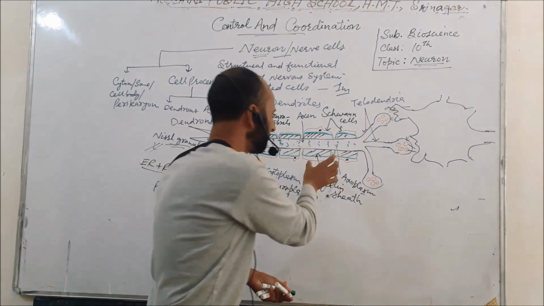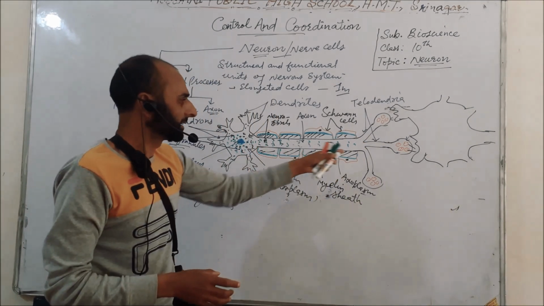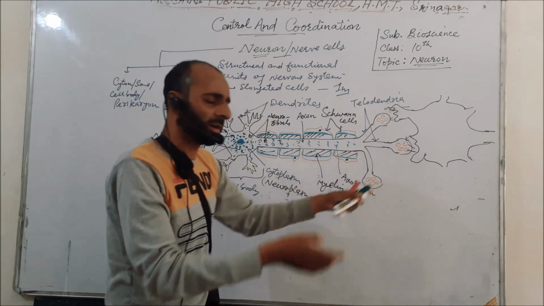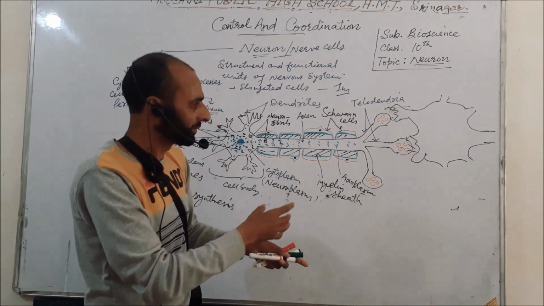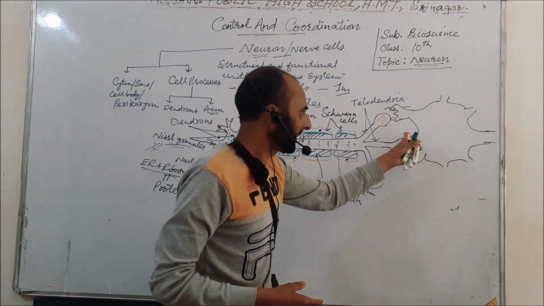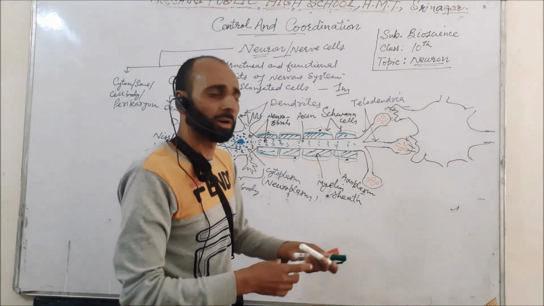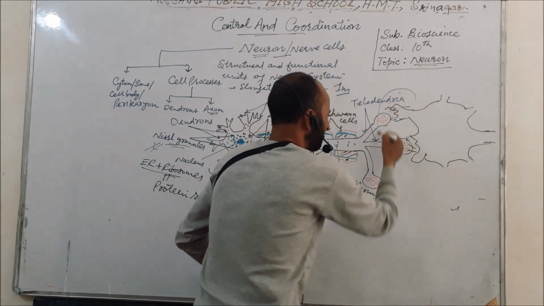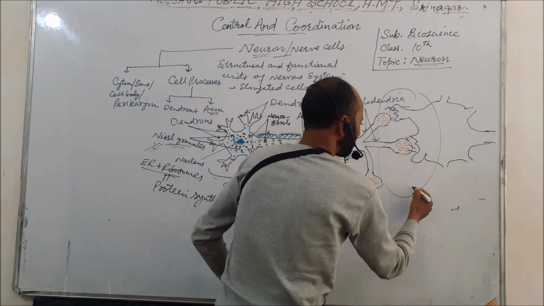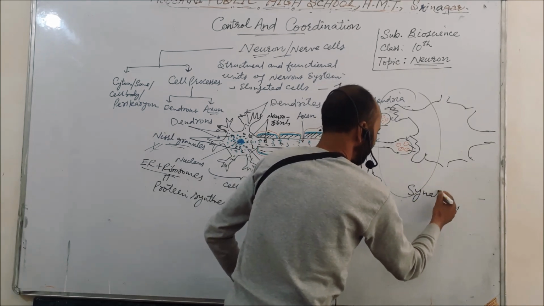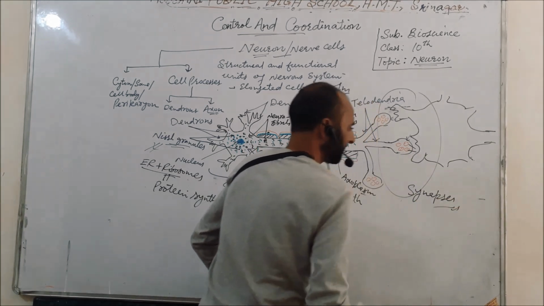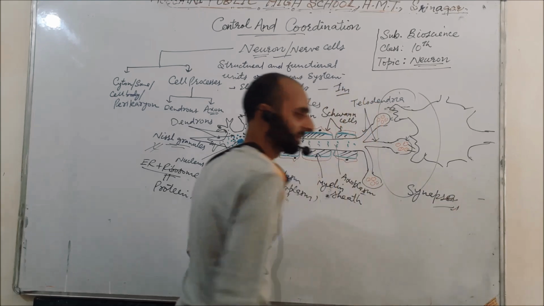ठीक है, what happens, the synaptic knobs of one neuron join with the dendrites of another neuron and they form a junction. They form a junction here. This is called synapse. The junction is called synapse. Okay, this junction is called synapse.